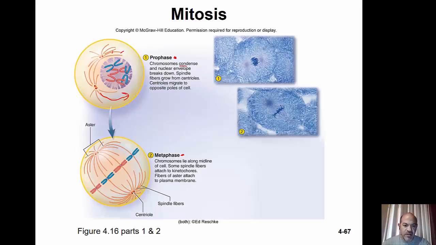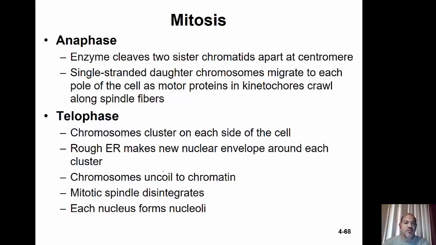In metaphase, right here, the chromosomes lie along the midline. Sometimes we call it the metaphase plate. Some spindle fibers are going to attach to the kinetochores. Those kinetochores are located on opposite sides of the chromosome, where the centromere is. And the fibers of the aster are going to attach to the plasma membrane. So these fibers right here, the shorter fibers, are going to attach to the plasma membrane to help support the spindle fiber structure. And then anaphase and telophase are described on these pages of the notes.